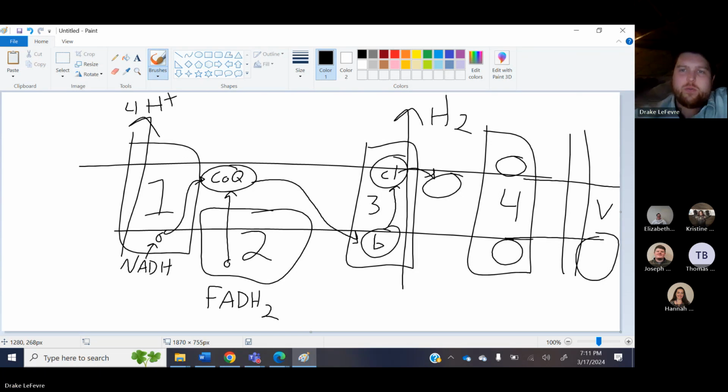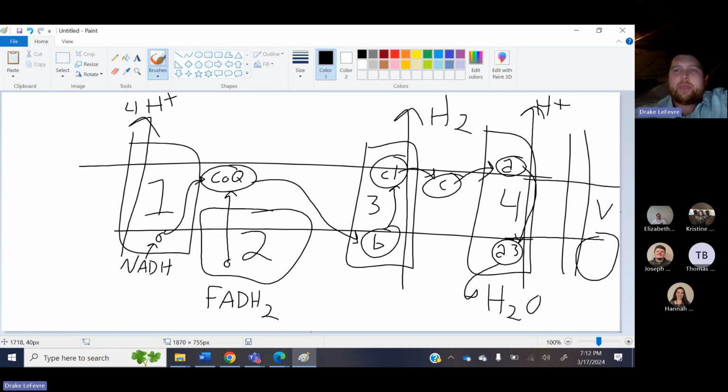What's next? Pass the electron to what? Cytochrome C. So cytochrome B was in complex 3. Now cytochrome C. Where does cytochrome C transport it next to? Complex 4. Complex 4 is made up of A and A3. And then finally, where does our electron go to? It makes water, H2O. Sweet. What else does complex 4 do? It pumps hydrogens up.